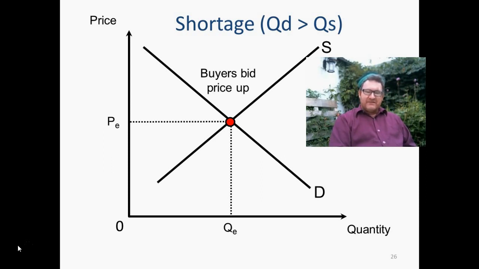Is there any incentive on the part of the buyers to bid the price up any further? No. In which case, the price will come to rest. It will cease rising. We say that the price will reach an equilibrium. So we call this the equilibrium price and the equilibrium quantity. And we say if the market is free to operate in this way, then it will always gravitate towards this equilibrium.